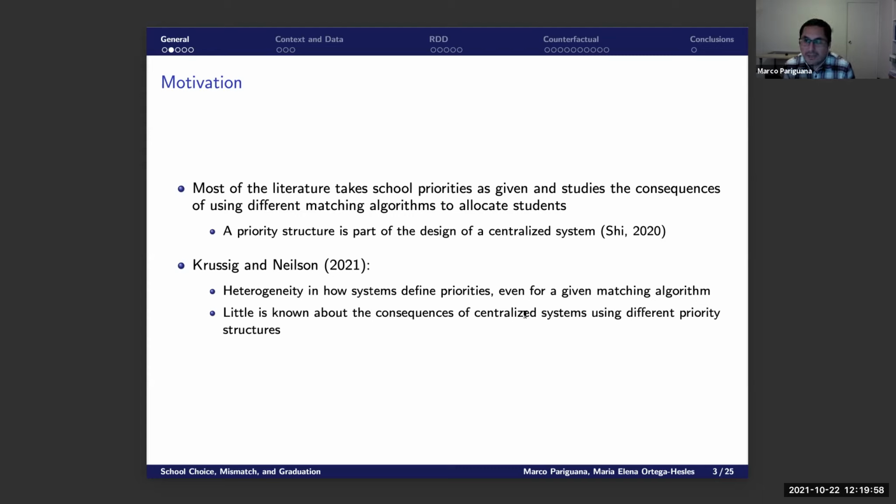So in a recent review of centralized education systems around the world by Trusick and Nilsson, what they find is that there is a lot of heterogeneity in how systems define priorities, even for a given matching algorithm. Let's say 2 systems use the student proposing deferred acceptance, but they use 2 completely different sets of priorities. And little is known about the consequences of centralized systems using different priority structures.